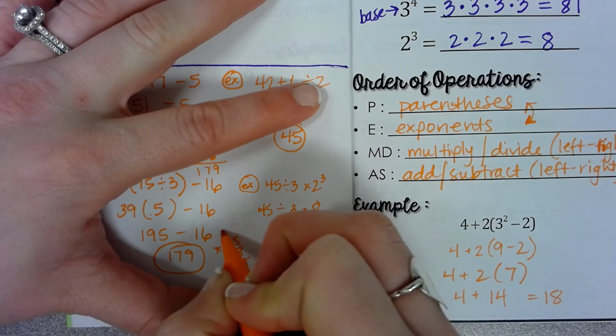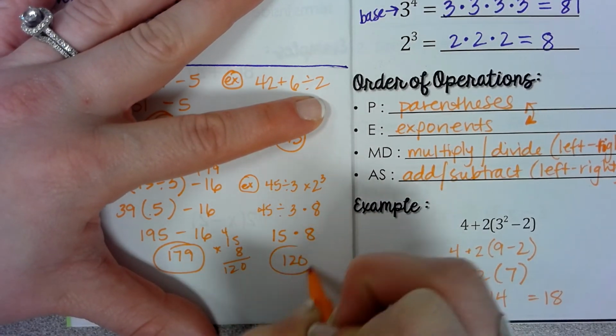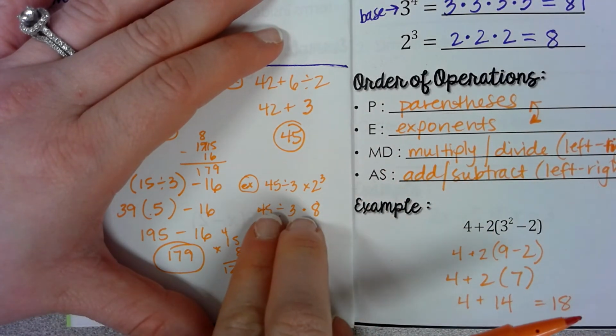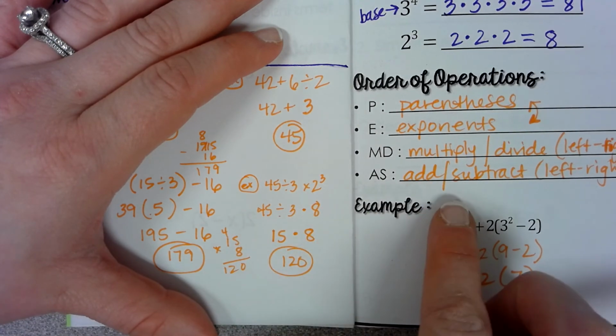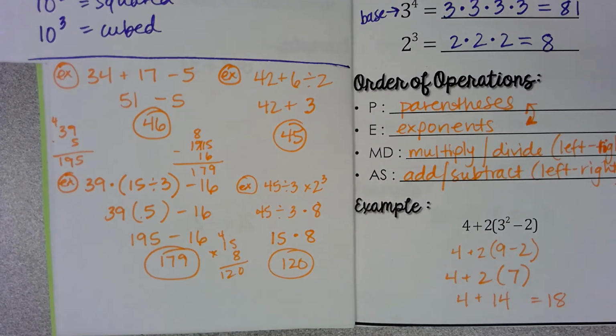8 times 5 is 40. 8 times 1 is 8. So we have 120 as our answer. And this would be the same thing with add and subtract. If these were flip-flopped, this was add, this was subtract, we don't skip over to the add first just because it comes first in our acronym. They're all on the same level, so we go left to right from that.